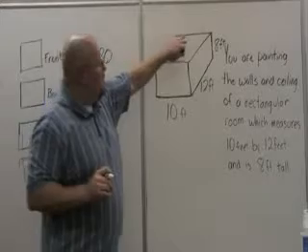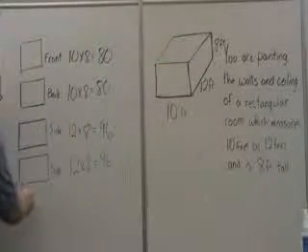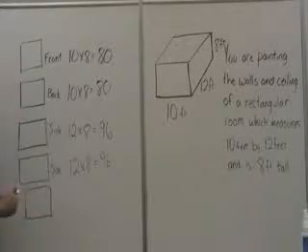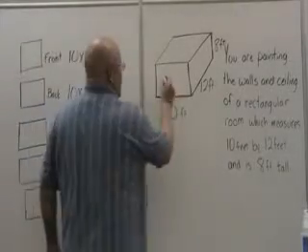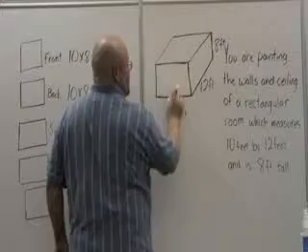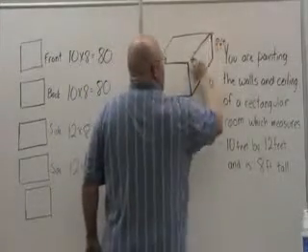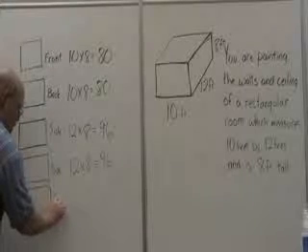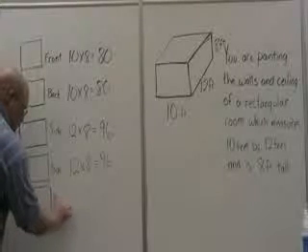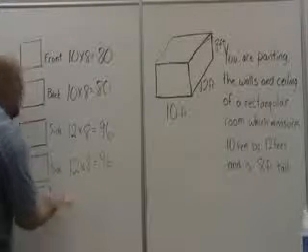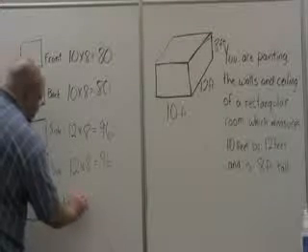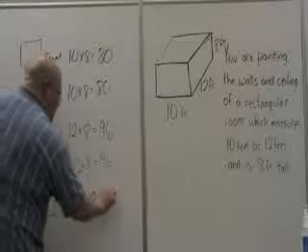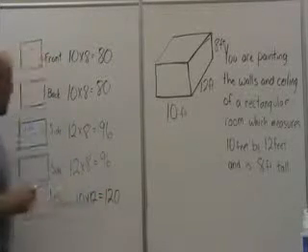And now we need to deal with the ceiling. The ceiling will also be a rectangle, but when I deal with the dimensions of this rectangle, I'm looking for this dimension here, which is my 10, and this dimension here, which is my 12. So the ceiling will be a 10 by 12, which will give me my 120 feet squared.